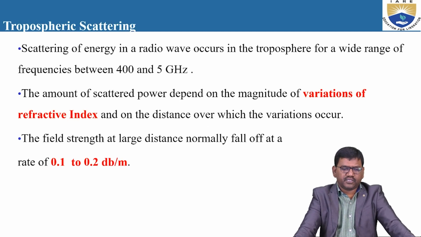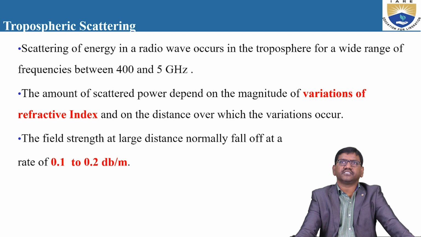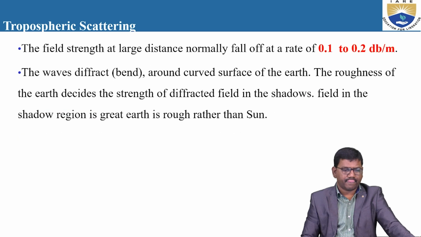The next one is tropospheric scattering. The scattering of energy in a radio wave occurs in the troposphere for a wide range of frequencies, between 400 MHz to 5 GHz. The amount of scattered power depends on the magnitude of variations of refractive index and on the distance over which the variations occur. The field strength at large distance normally falls off at a rate of 0.1 to 0.2 dB per meter.